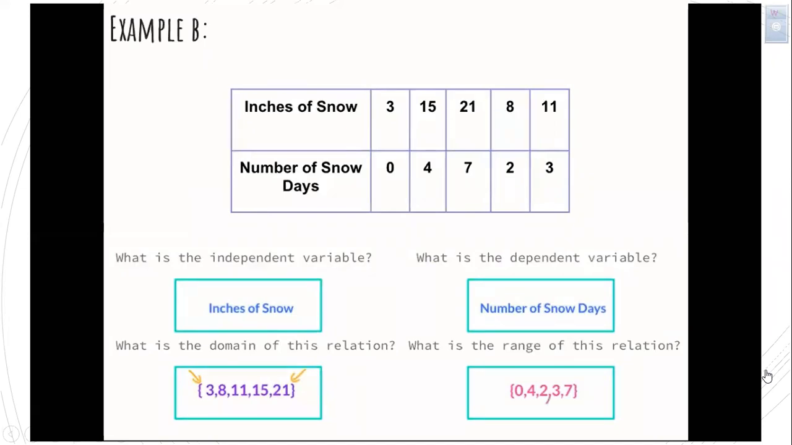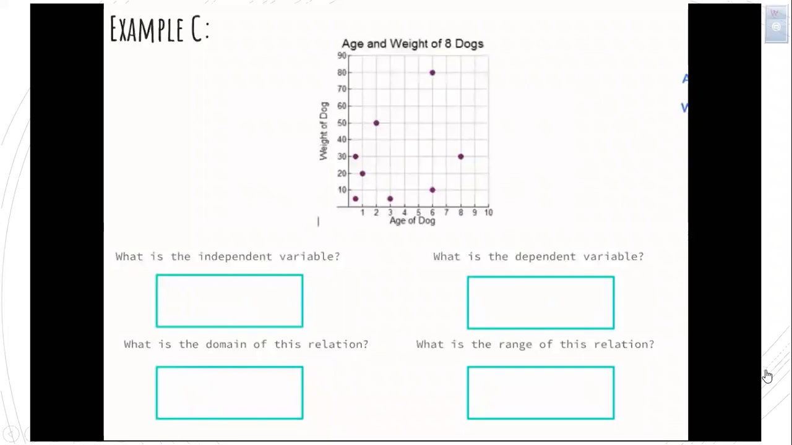So here we are in example C, and this time they've given us a graph, and they're asking us again about independent and dependent variable, as well as domain and range. Last time we were given a table, this time we were given a graph. So we're going to need to start with our independent variable. And as we know, that's going to be our x value. So taking a look at the x label on our graph, we know that's going to be our independent variable. So our independent variable here is going to be the age of dog.